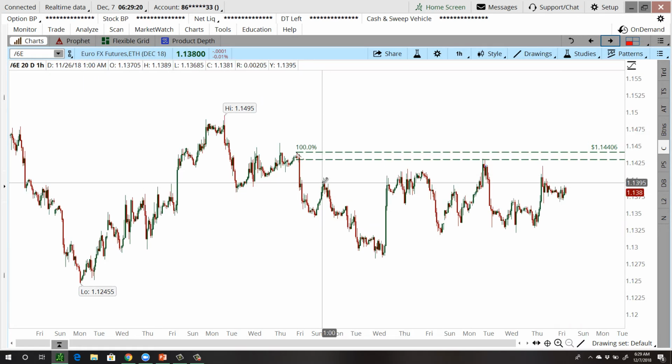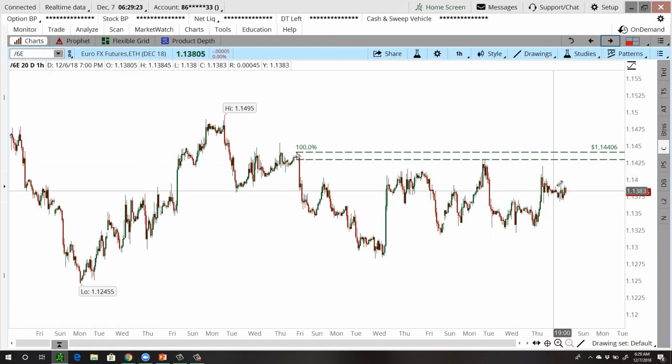In the euro, we have this level here that's already been tested once. We're coming close to it again.